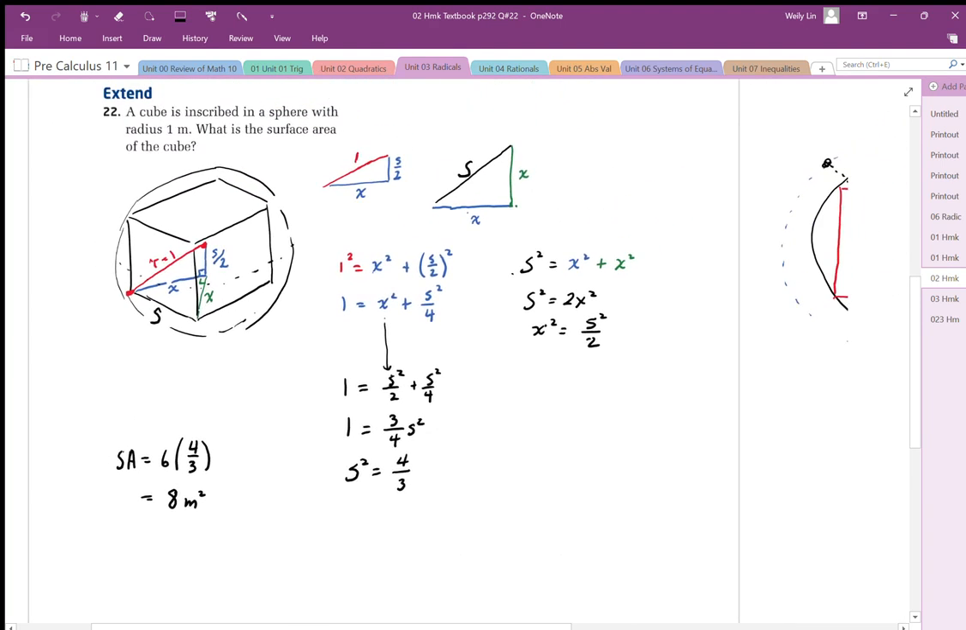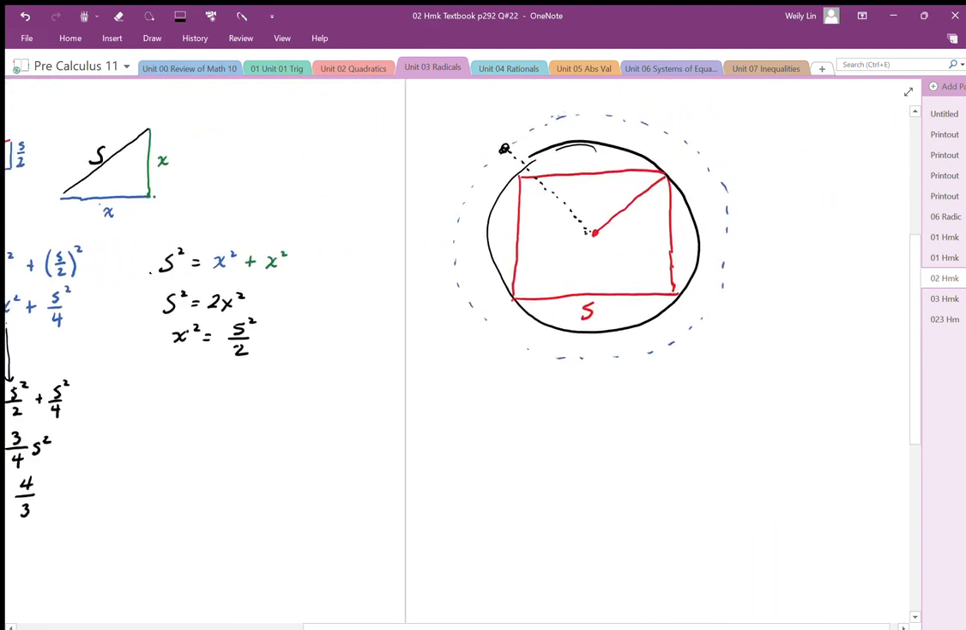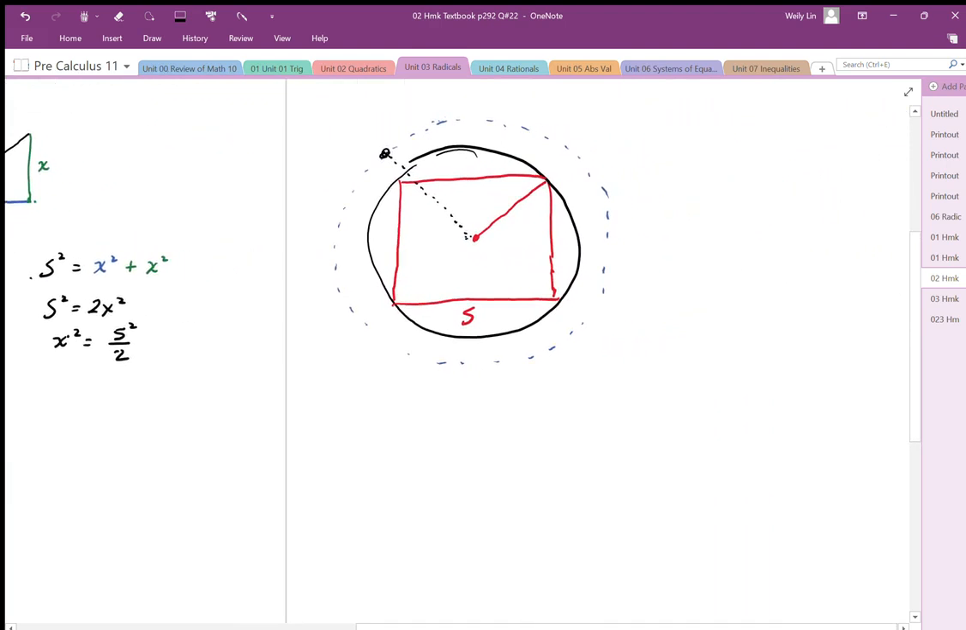Now in the textbook the answer is given as 12 meters squared, but the answer is actually wrong because of the way they solved it. And so what they did to get the 12 meters squared is they just drew a circle and they inscribed a square inside that circle, and what they said was that the radius was this length from the center of the square to the corner of the square. And they said that's going to be the radius.